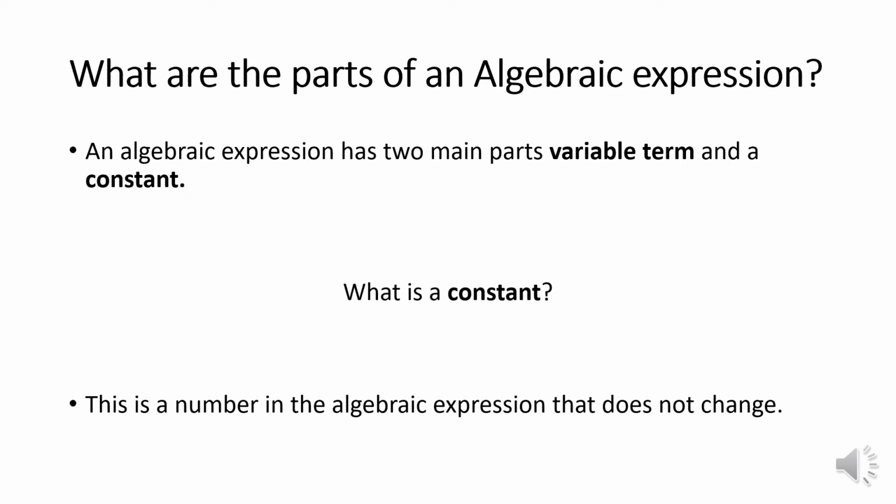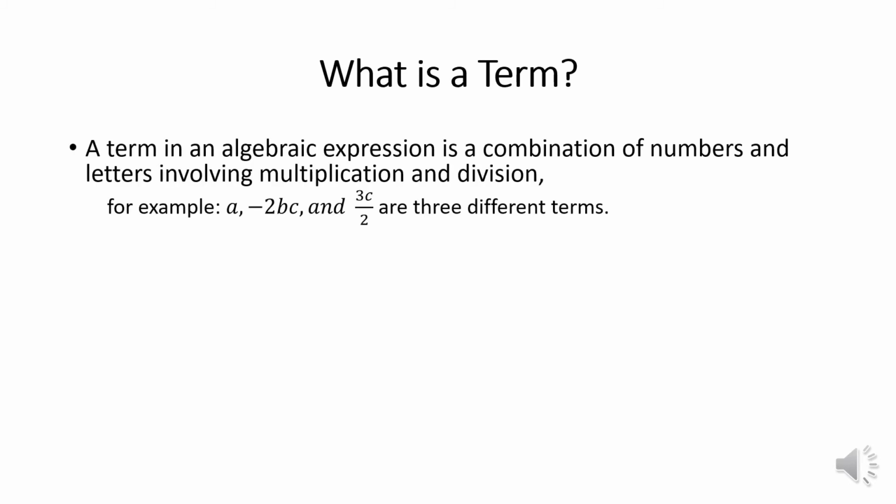And then the next, right, now we want to look at a term. So what is a term? A term in an algebraic expression is a combination of numbers and letters involving multiplication and division, which means these numbers and letters associated together, or their relationship, will be multiplication or division. You can see the example given there.